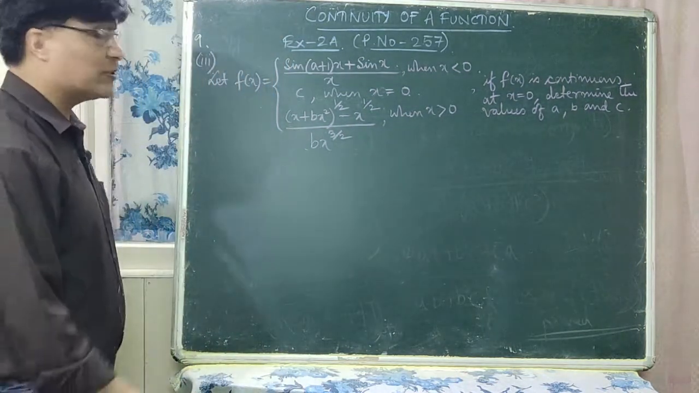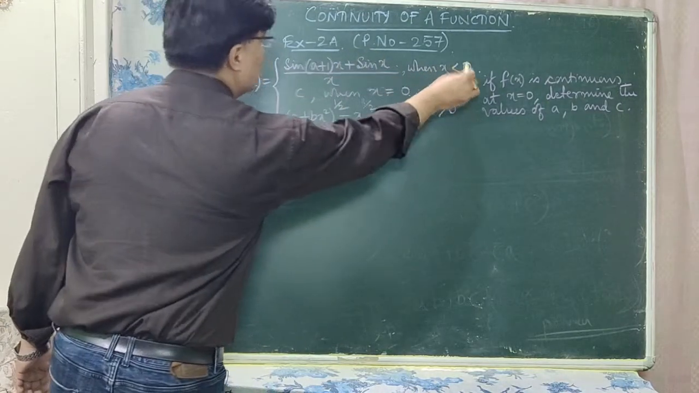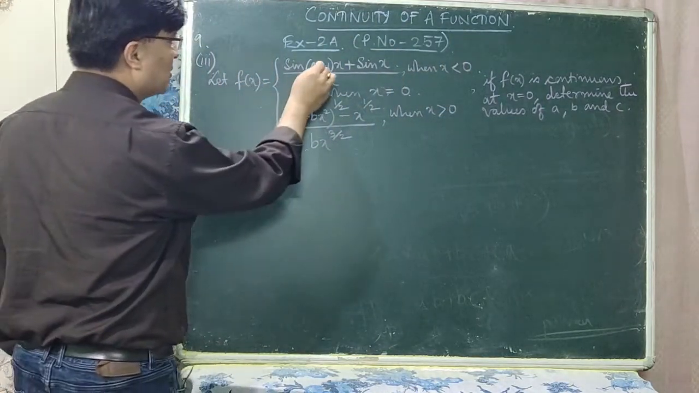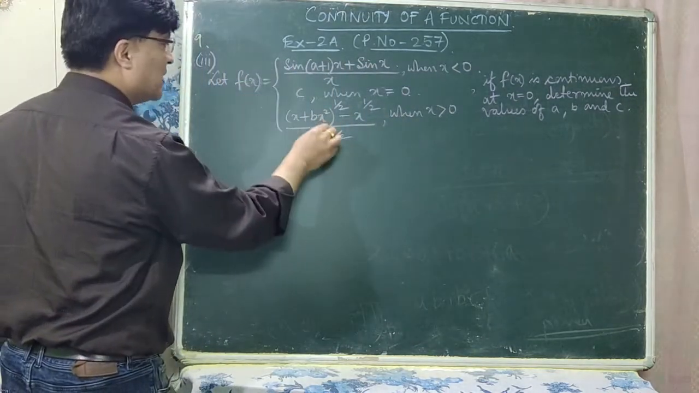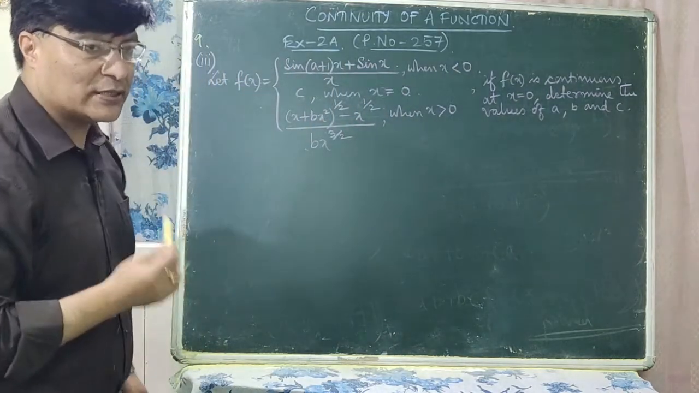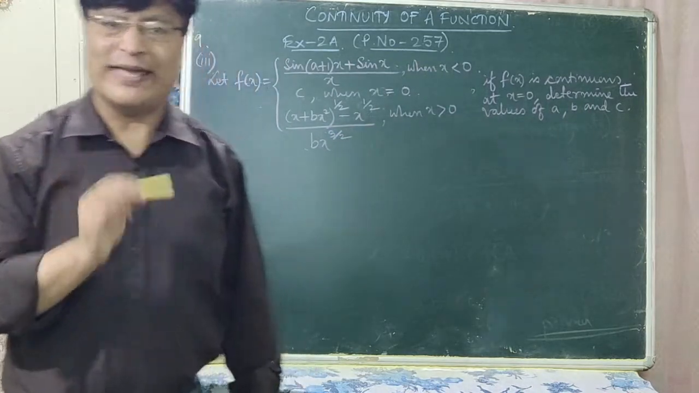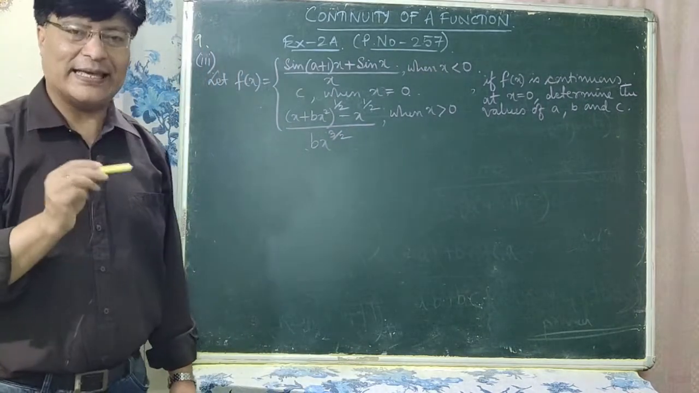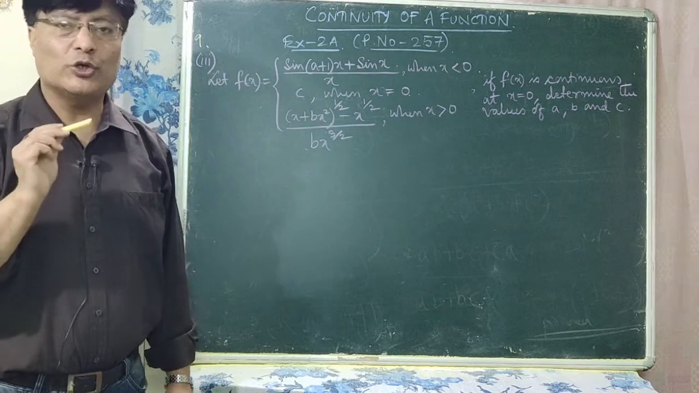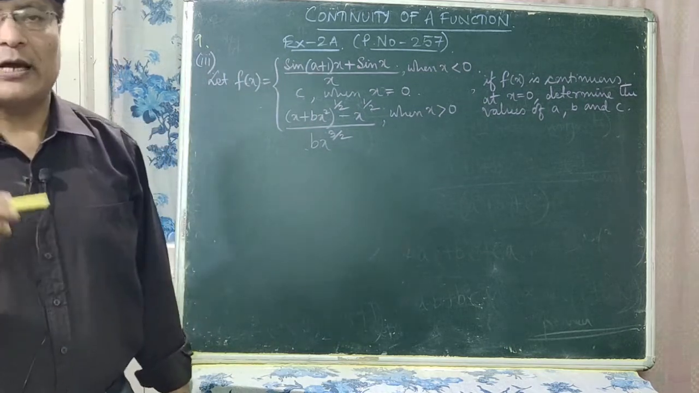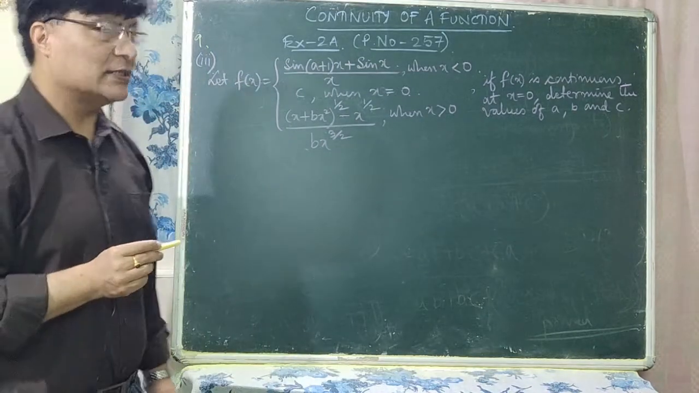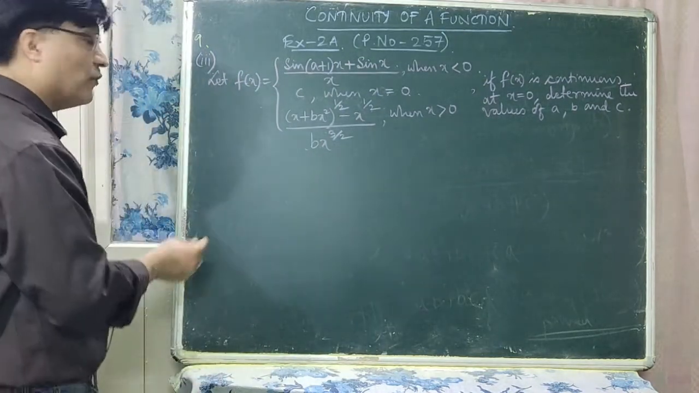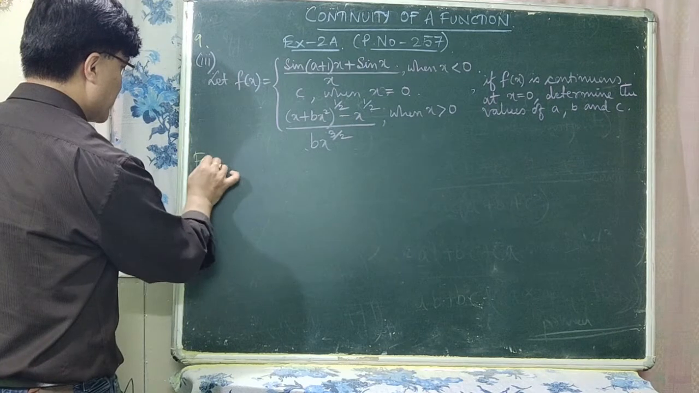Now in this case, for x less than 0, f of x is equal to this one, and for x greater than 0, f of x is this one. That is, we're using different values of f of x for x greater than 0 and x less than 0. So you should find out the separate right hand limit and left hand limit in this case. Is that clear? So let us write down the right hand limit first.